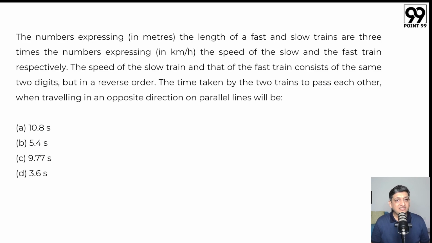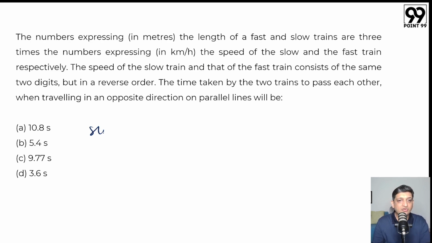Let's look at this question. This is a very interesting one. So have a look at this, try this out on your own, and then have a look at the solution. Now, the numbers expressing in meters the length of a fast and slow train, right? So there is a fast train and a slow train, and we know that the numbers expressing in meters are 3 times the numbers expressing in kilometers per hour the speed of the slow and the fast train respectively.